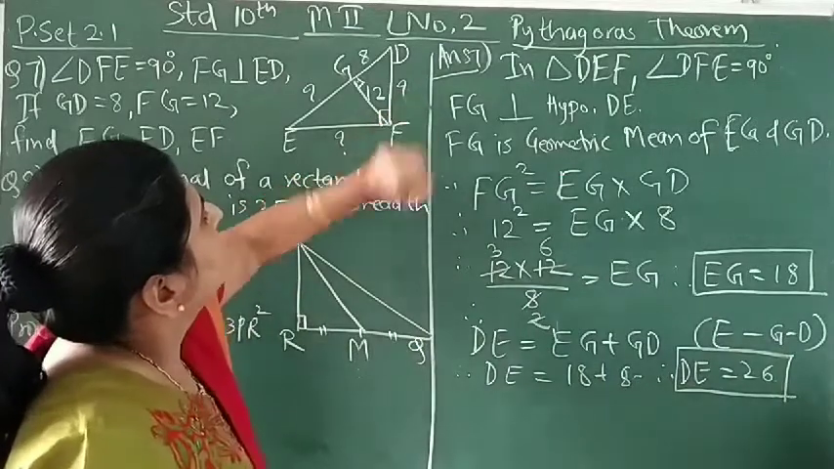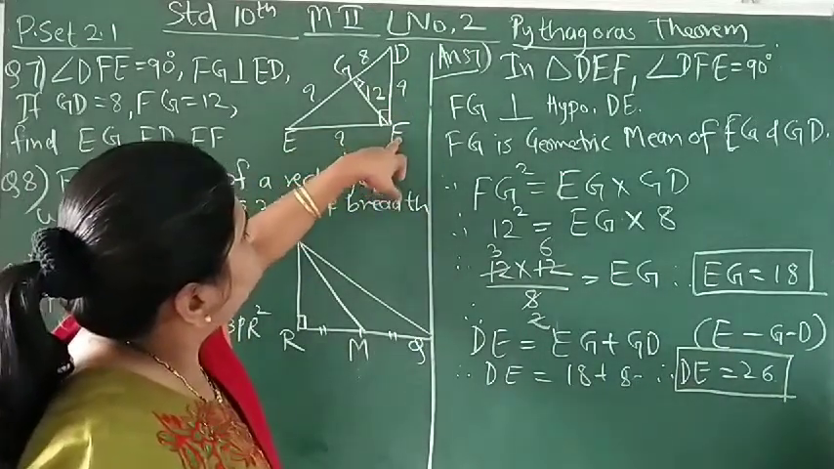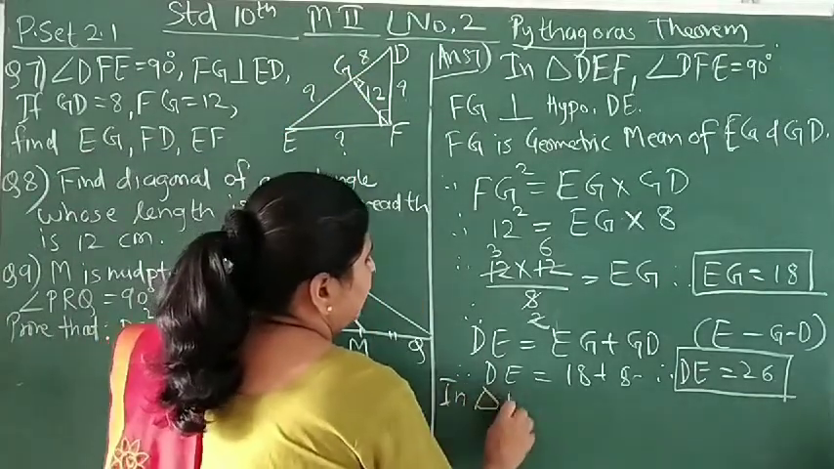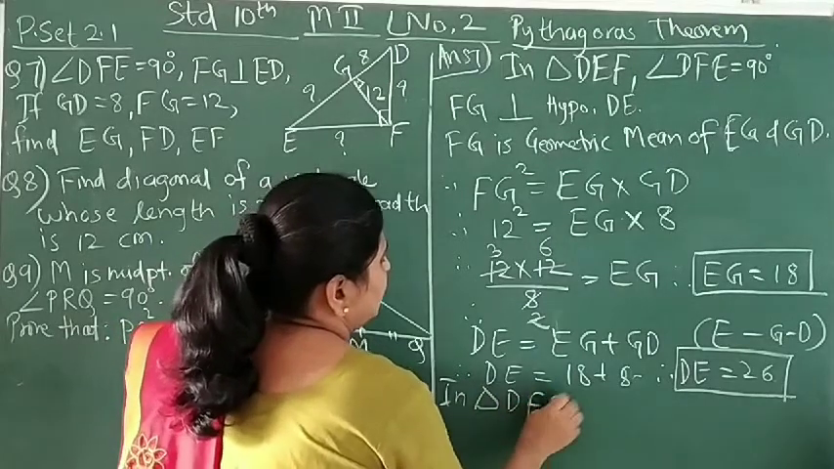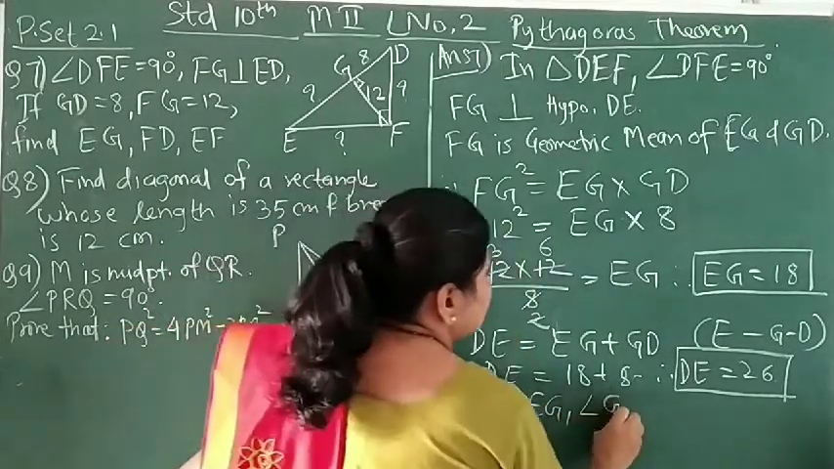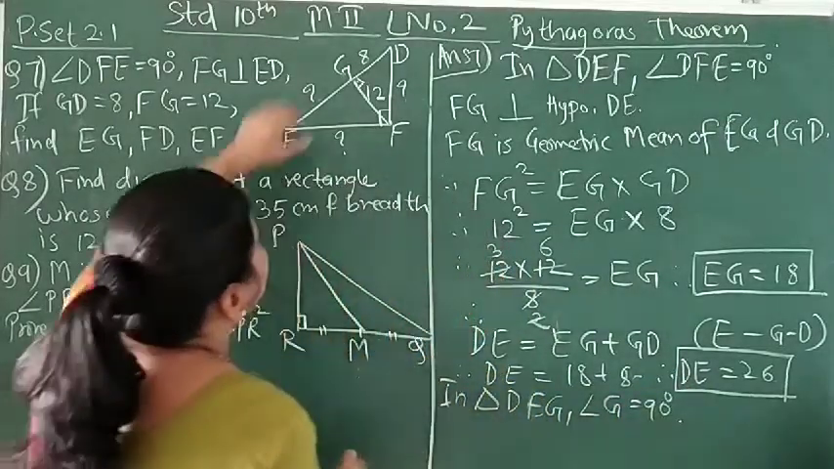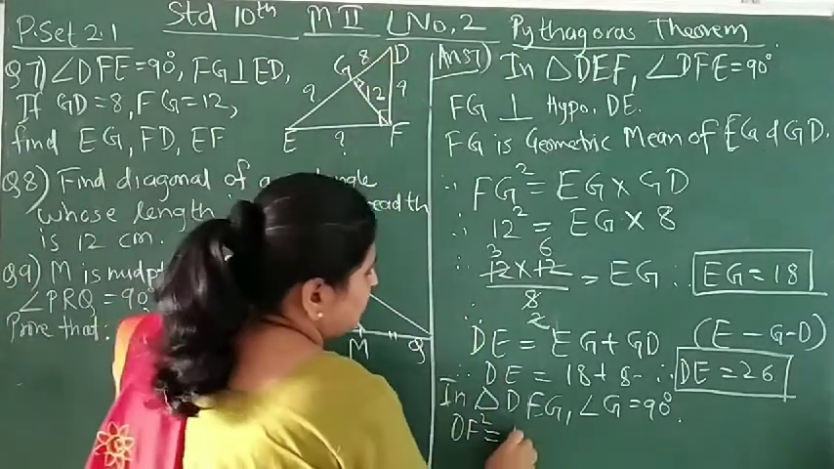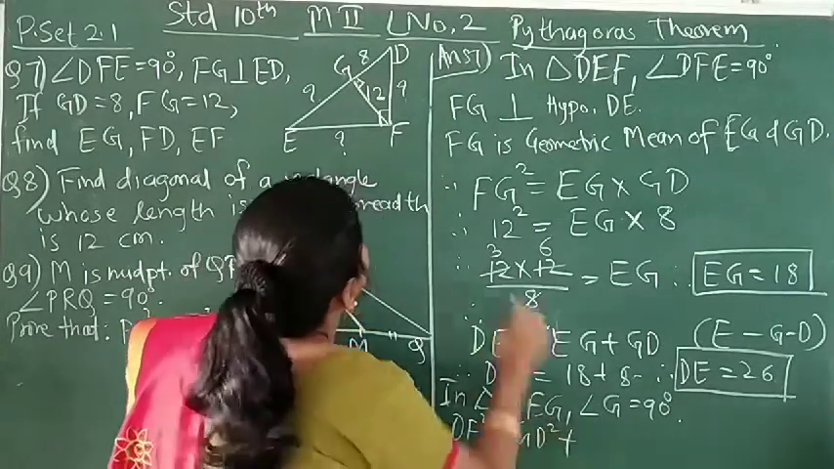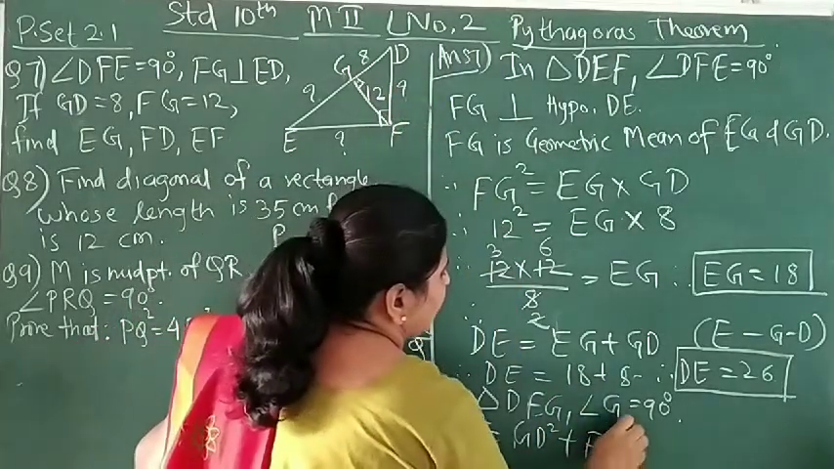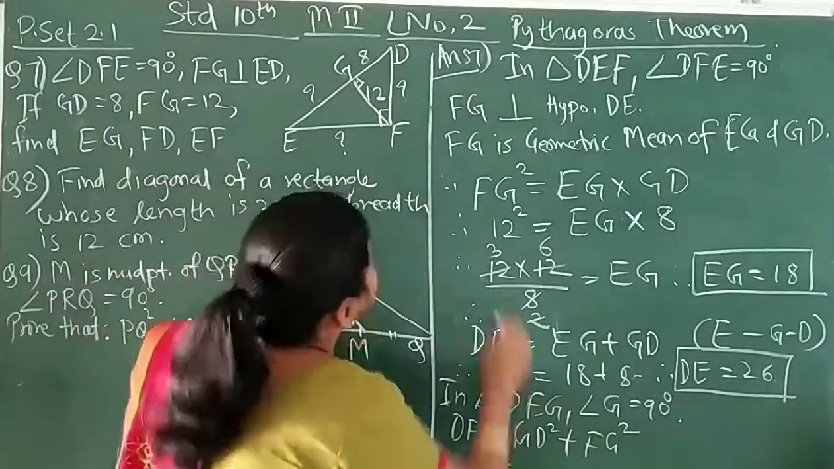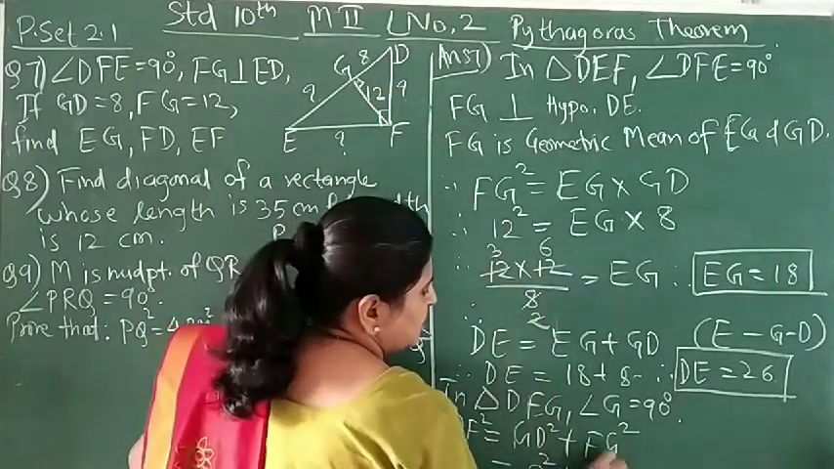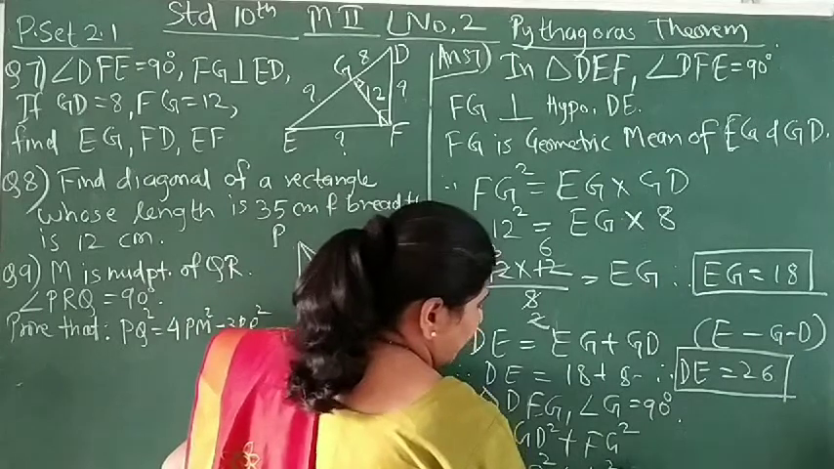Now to get DF, we can take the right angle triangle DFG. Now in triangle DFG, we have angle G as the right angle, and that's why its hypotenuse is going to be DF. Therefore DF square is going to be equal to GD square plus FG square. Okay. So DF square, which we want to find, GD is given to us as 8, so 8 square, plus FG is 12, so 12 square. So what is 8 square? 8 square is going to be 64.